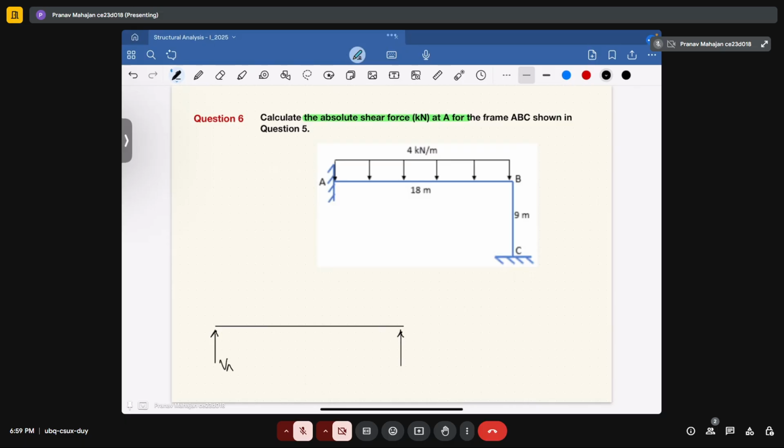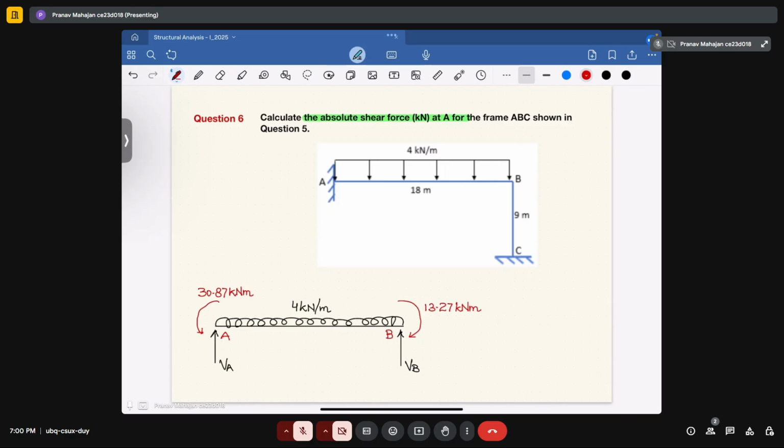This is your VA, this is your VB, and I am marking the loading here to be 4 kilonewton per meter, and the moments that we have already calculated here are the negative 30.87, that means anti-clockwise moment of 30.87 kilonewton meter, and here the clockwise moment of 13.27 will come. So this is your joint A, this is your joint B.